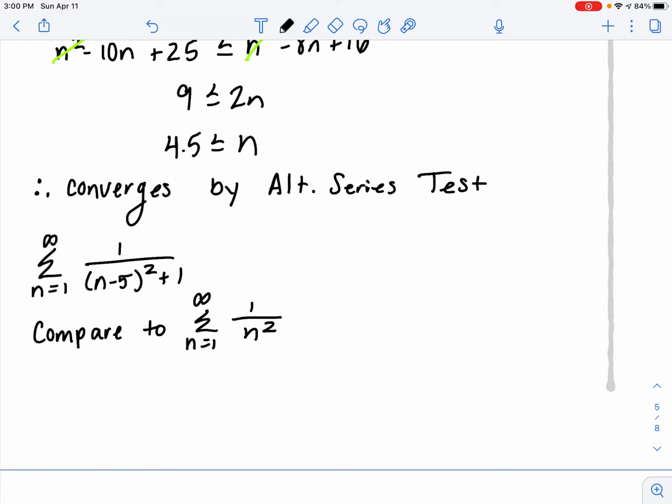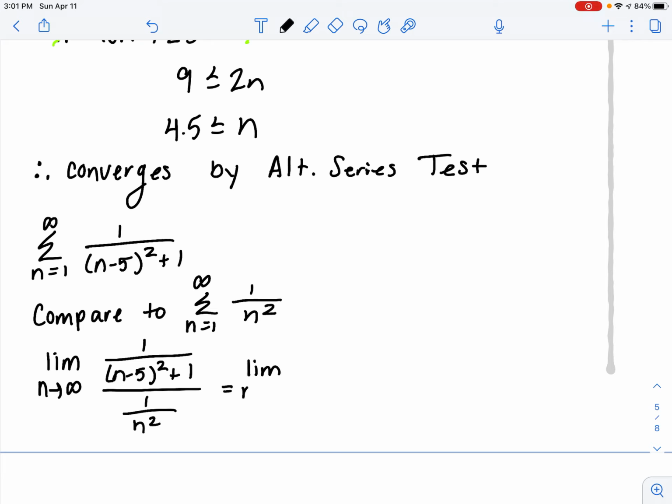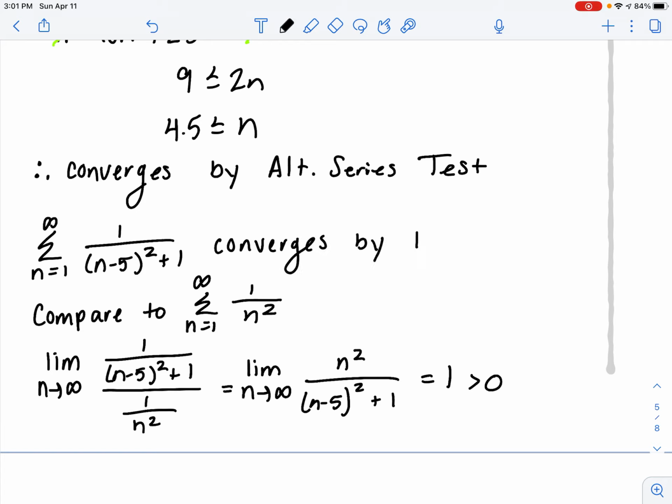Now, you could try and use the direct comparison test. That might work here. I'm a much bigger fan of limit comparison because I don't like having to prove that inequality statement for the direct comparison test. So if I do the limit comparison of the sequence I'm trying to figure out over the sequence I already know about, right? That's going to be the limit as n goes to infinity of n squared over (n minus 5) squared, all plus 1. So that limit is equal to 1, which is positive and finite. So this is going to converge by limit comparison.